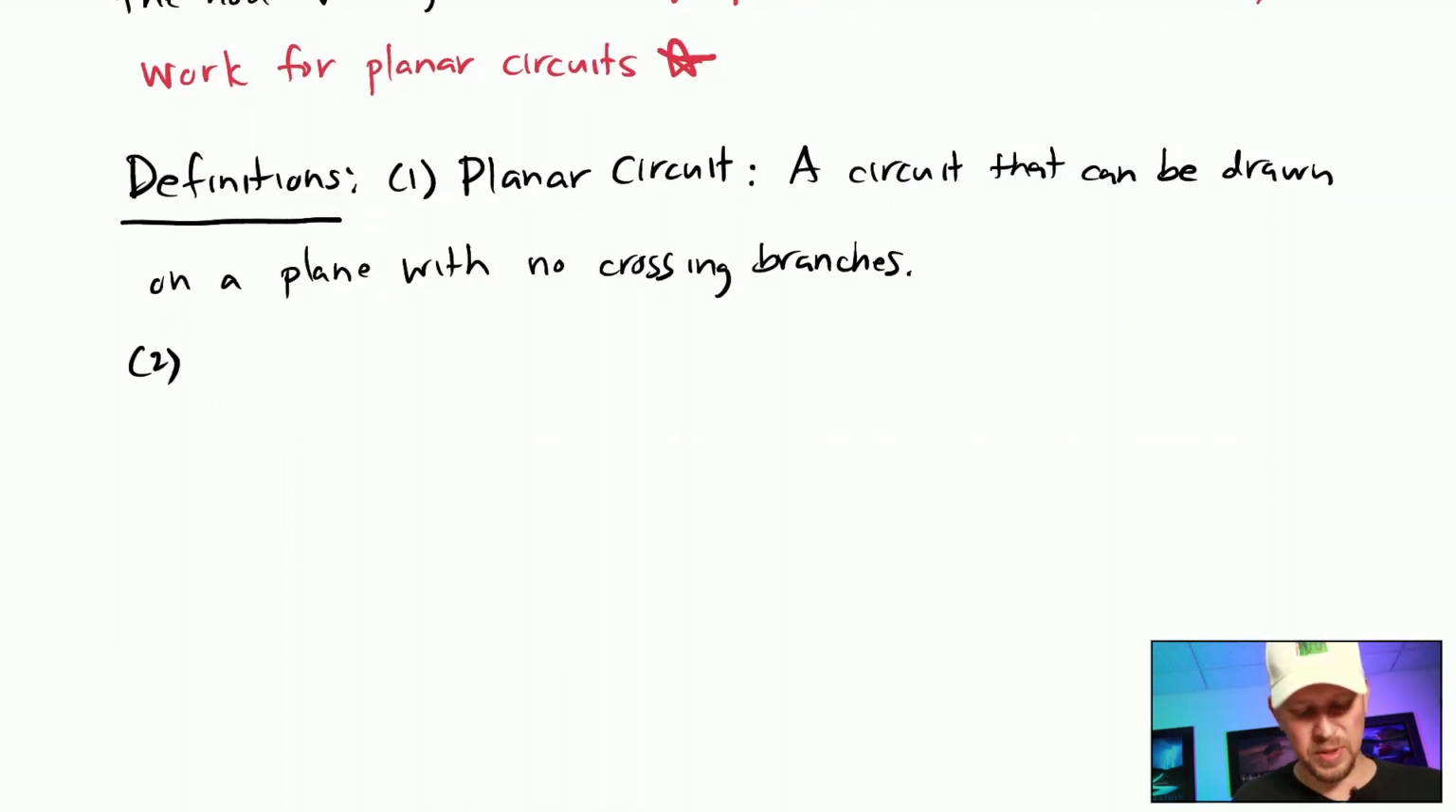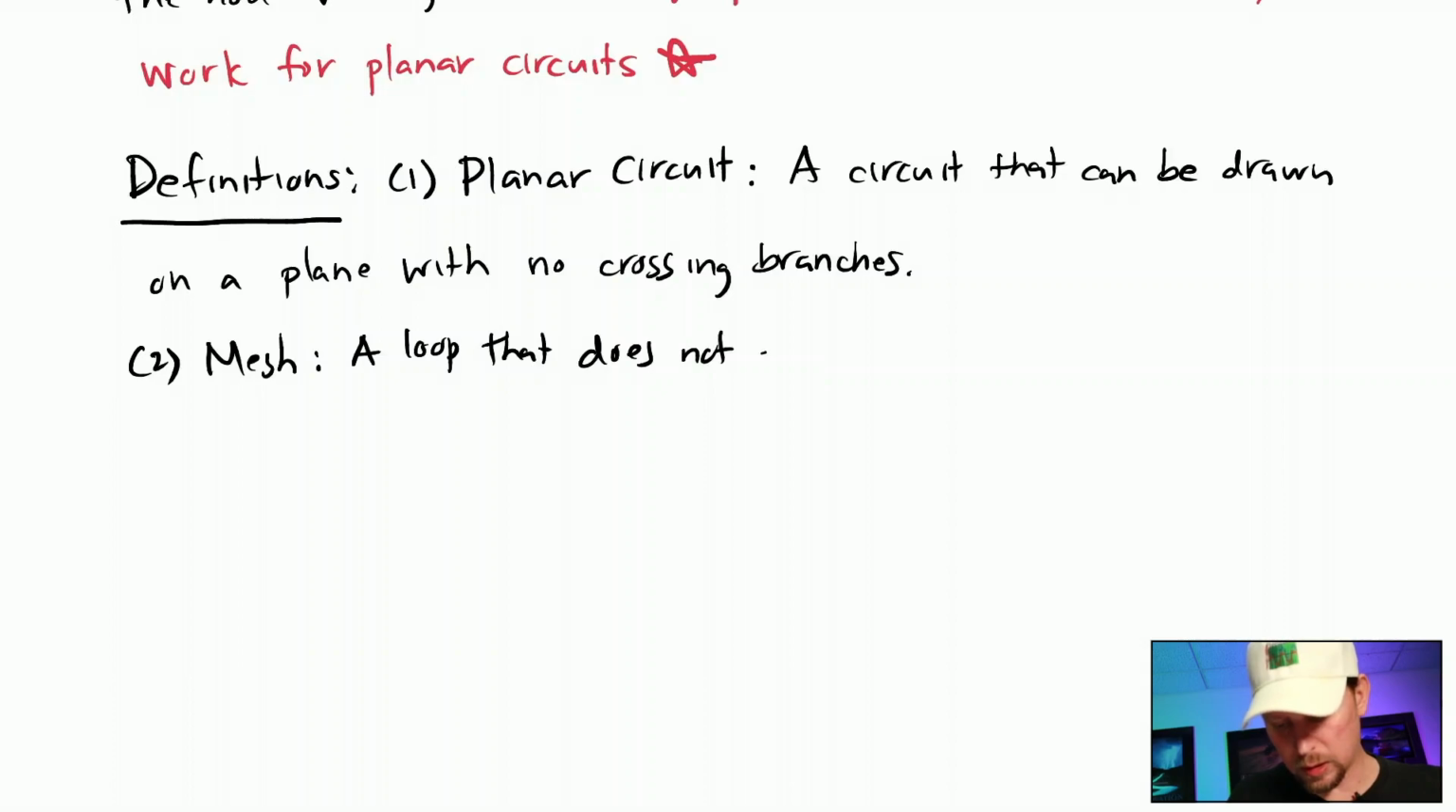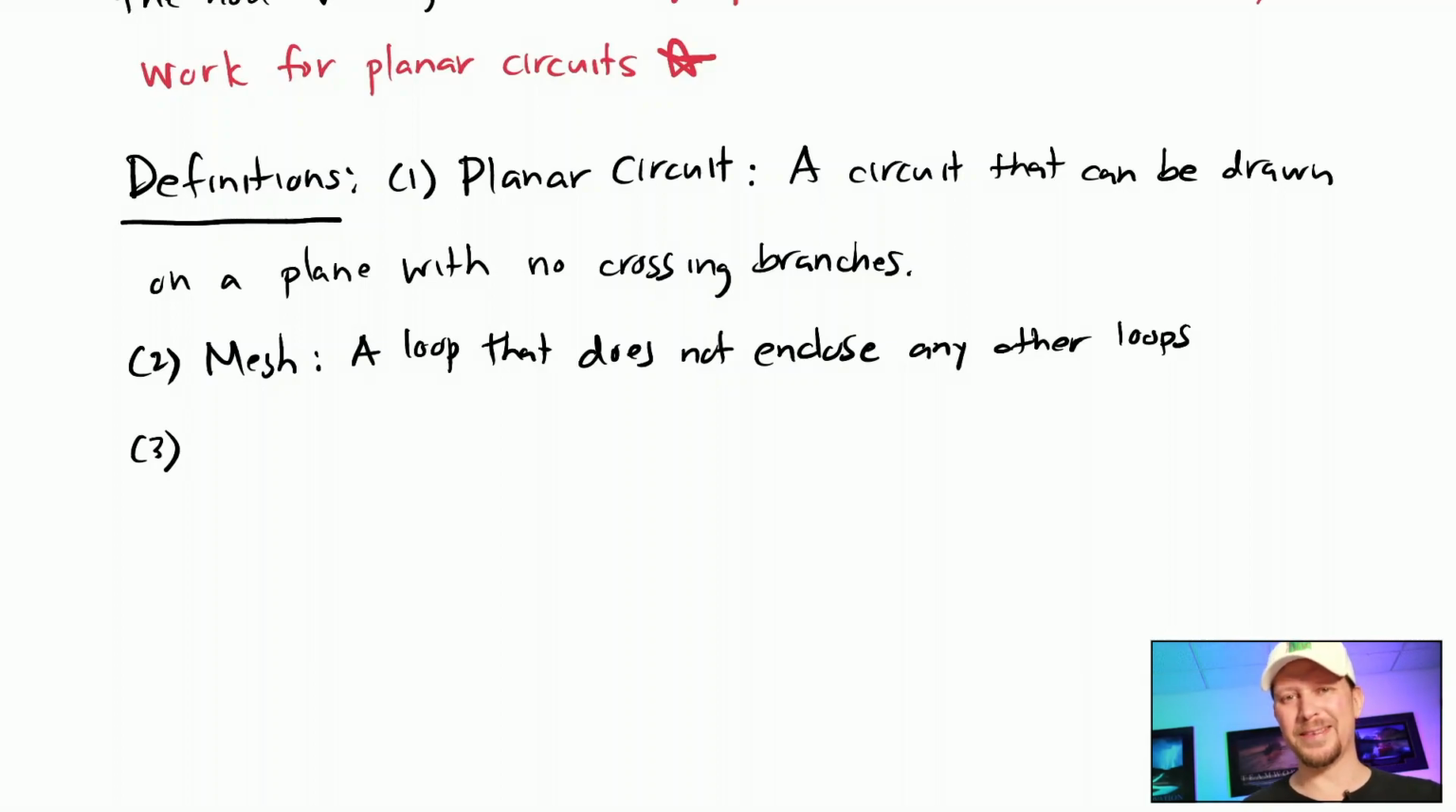The next definition is something that we've seen before, and it's the definition of a mesh. If you will recall, a mesh was a loop that did not enclose any other loops. So that's worth writing down. It's a loop that does not enclose any other loops. In this sense, they can be thought of as the building blocks of circuits in some senses.